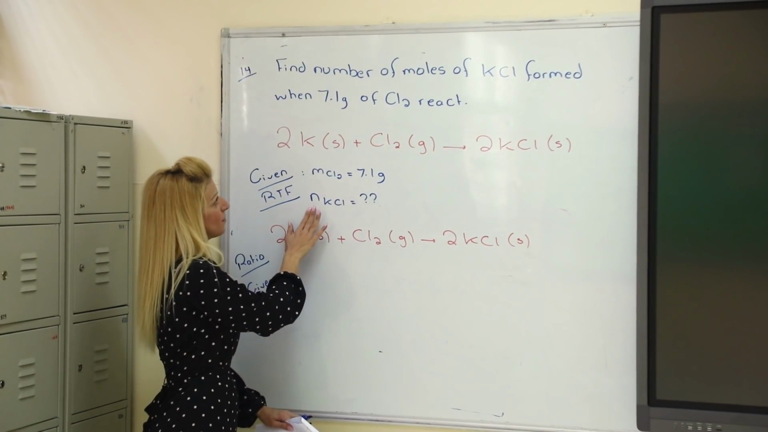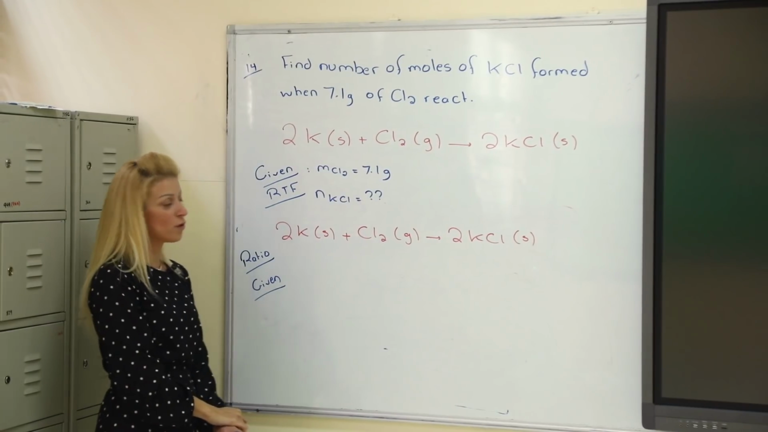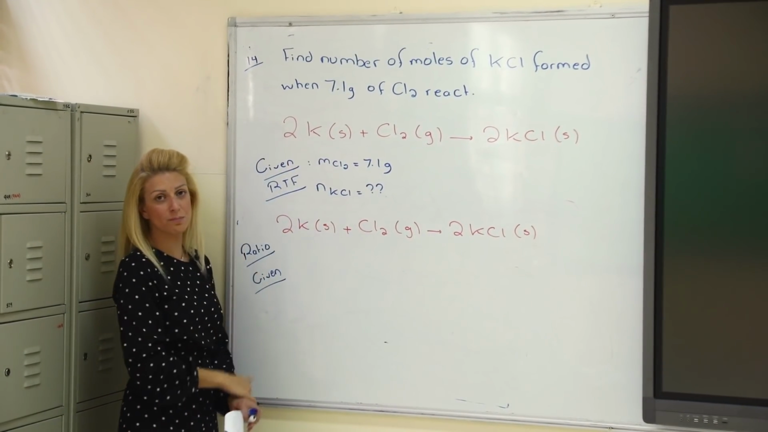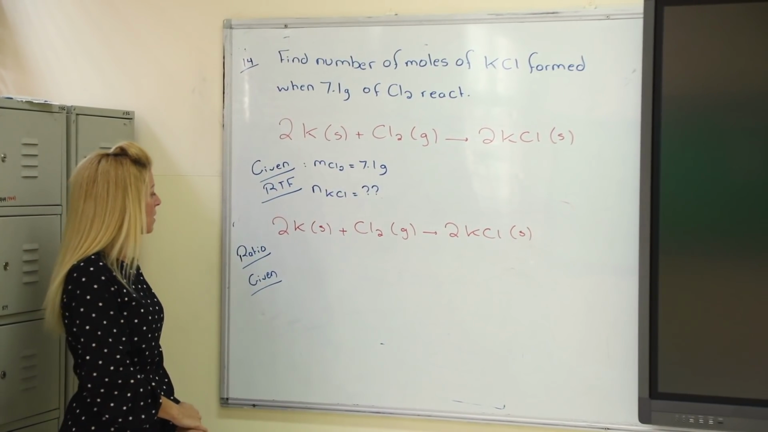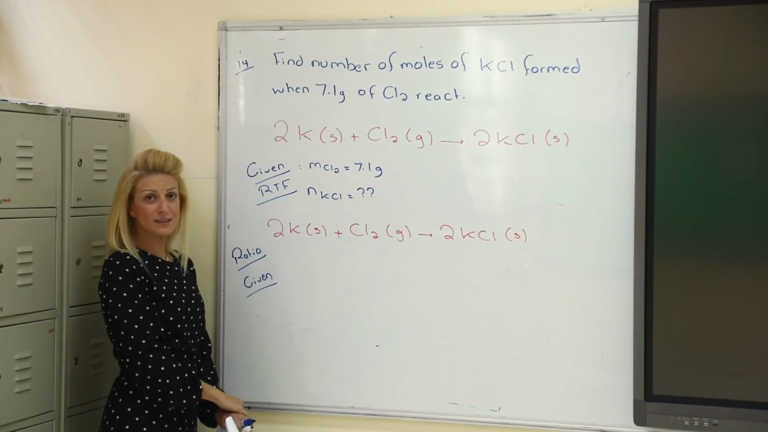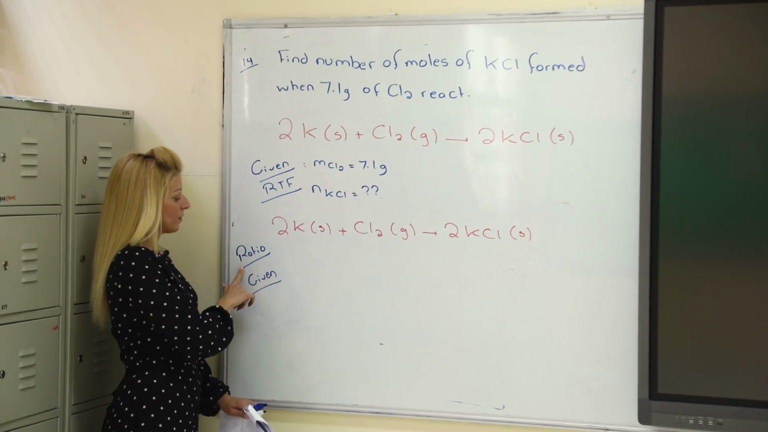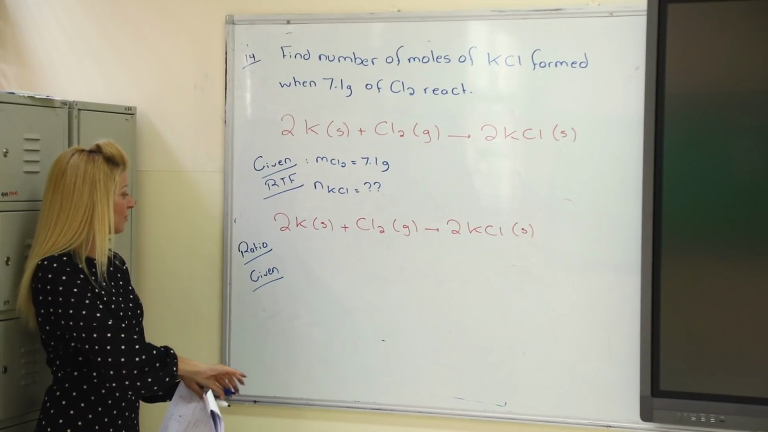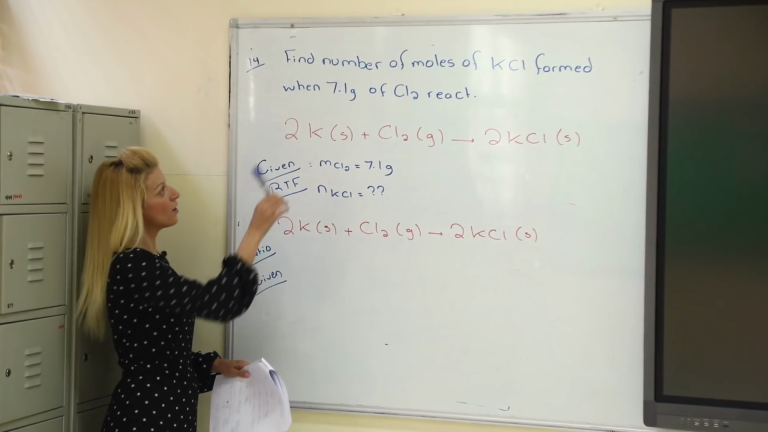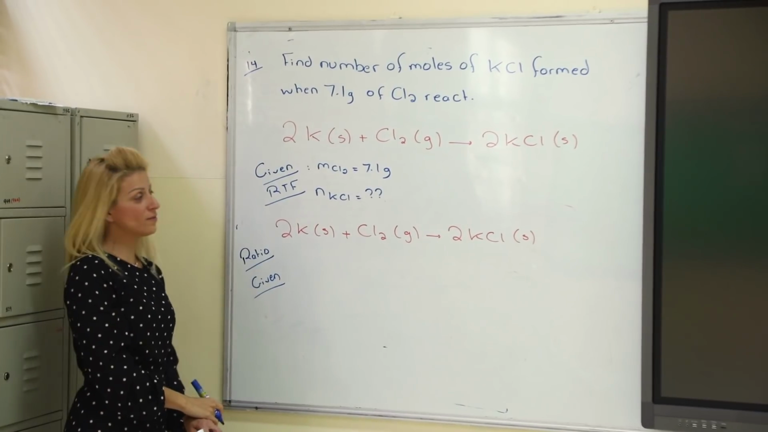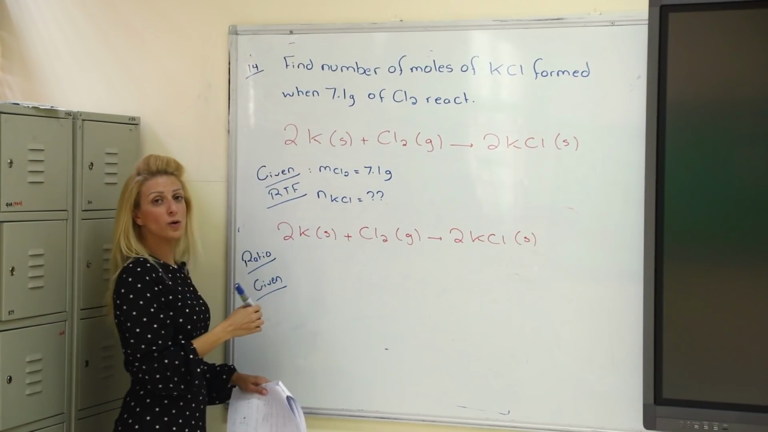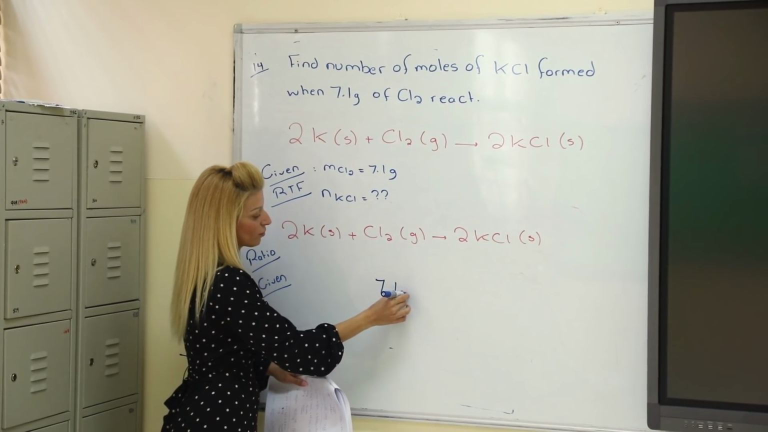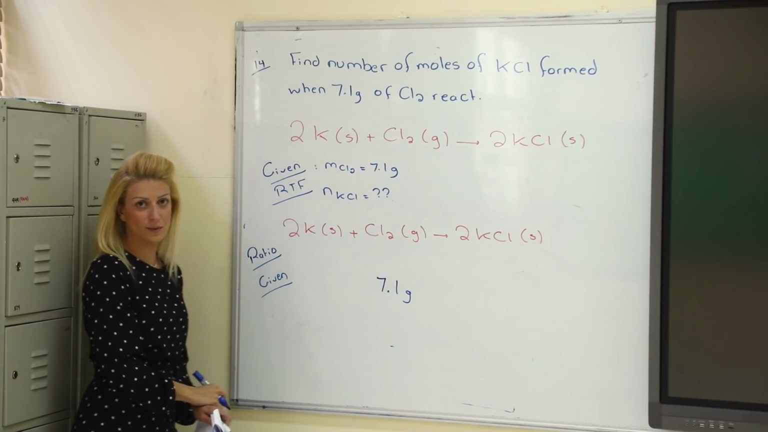Required to find is the moles of KCl that will form when 7.1 grams of chlorine reacts completely with the potassium. The equation is rewritten below. We write our ratio in the most convenient form and the given from the original equation. According to our original question, our given is 7.1 grams of chlorine. So under chlorine, I will write 7.1 grams.